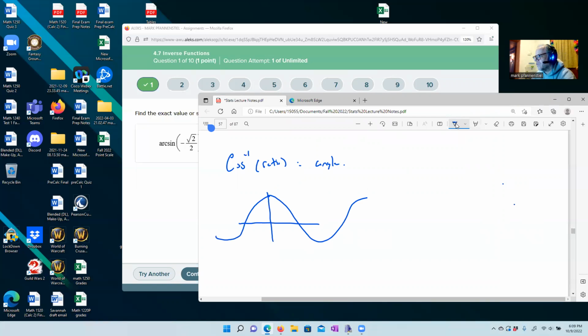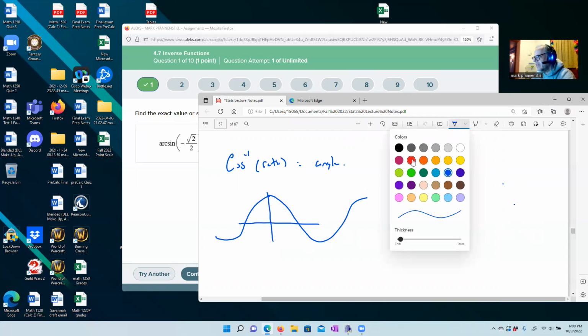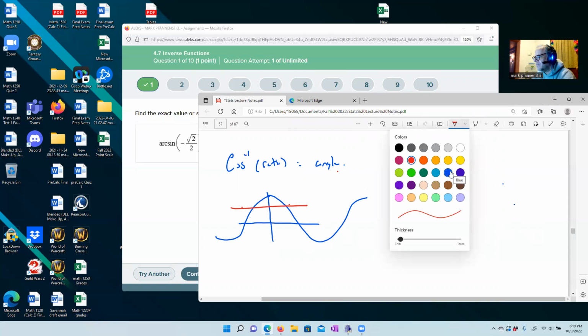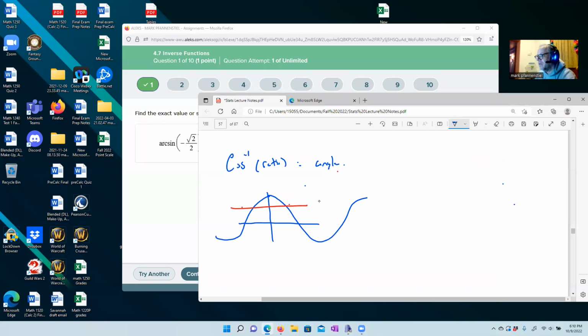And does it pass the horizontal line test? You say, obviously not. It does not pass the horizontal line test. Look at that. There's no inverse. Okay, so what we're going to do is we're going to snip. We have to decide where it is going to be a one-to-one function. Any negative angle is not going to work out too well, right? Because it's symmetric around the y-axis here.